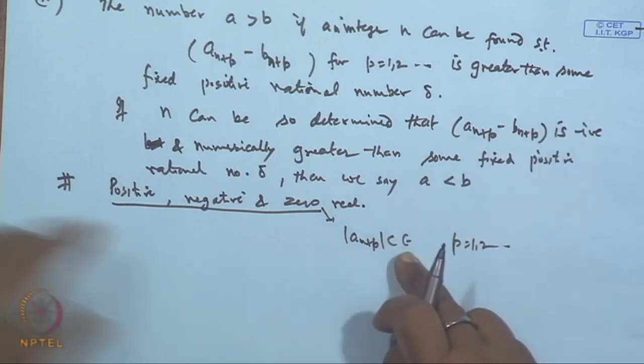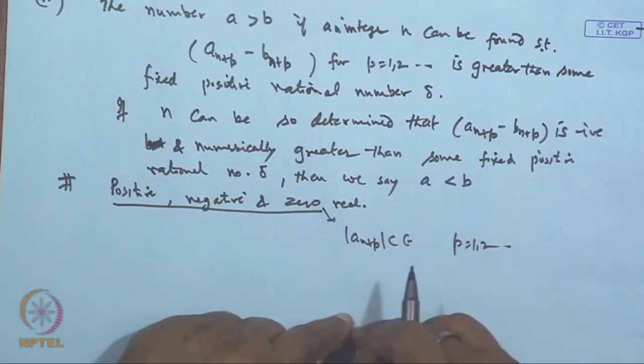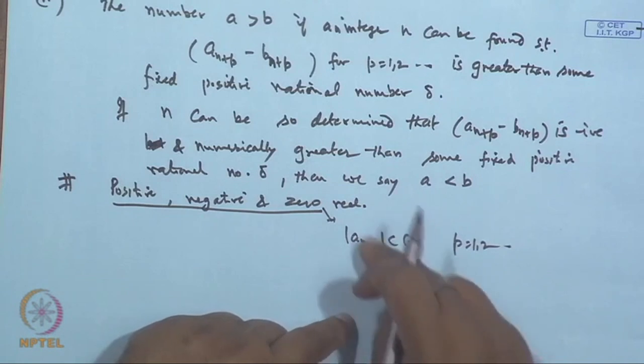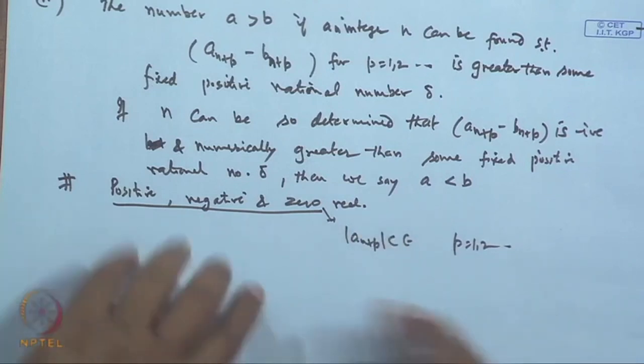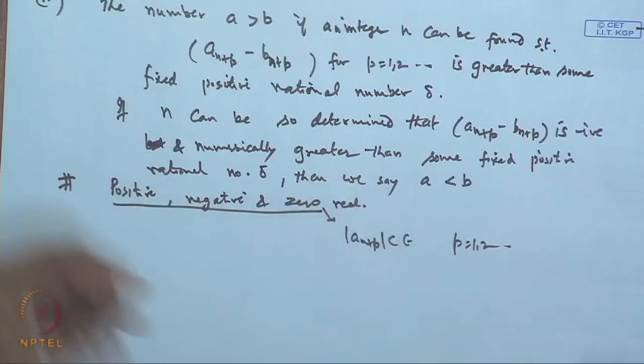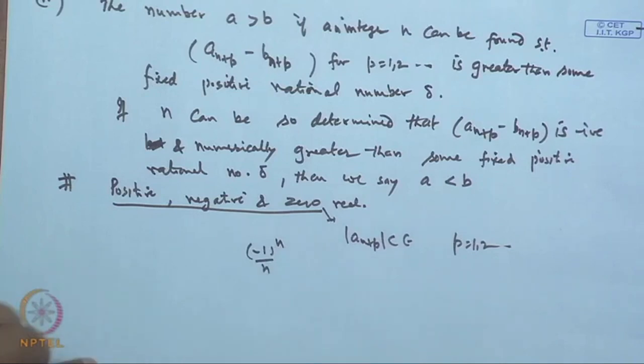Why is the mod there? Because there is a chance of approaching zero from the negative side. Some elements may be positive, some may be negative, it may go alternately positive and negative, but it approaches zero. For example, if I take minus 1 to the power n, then what happened?